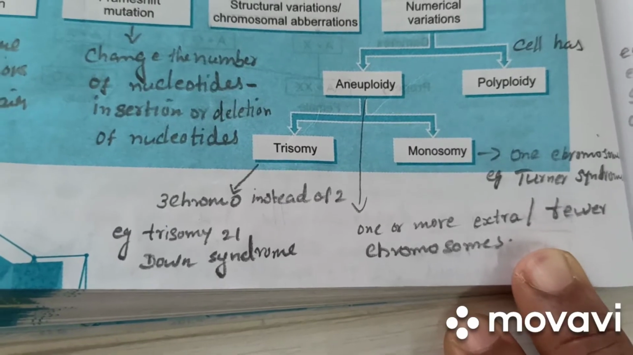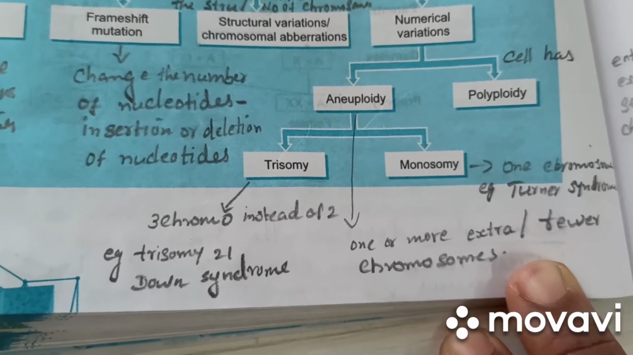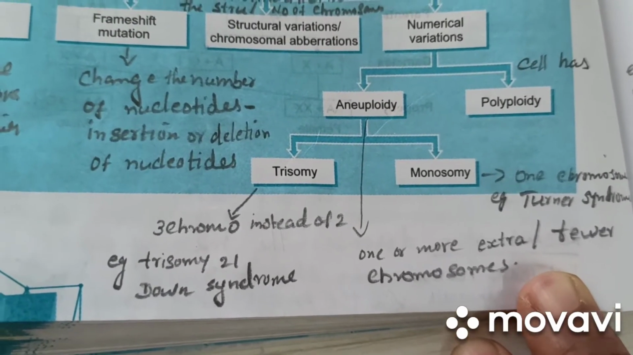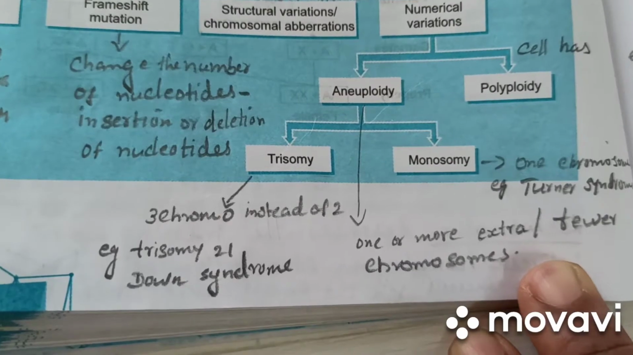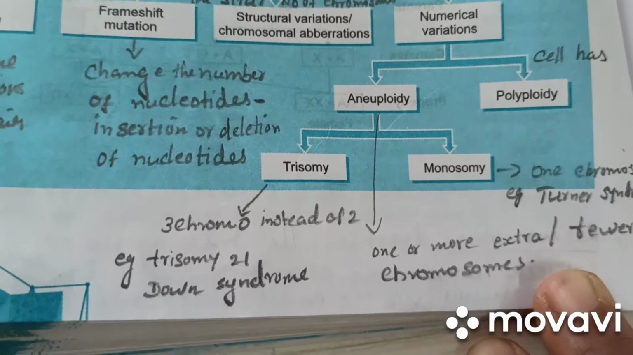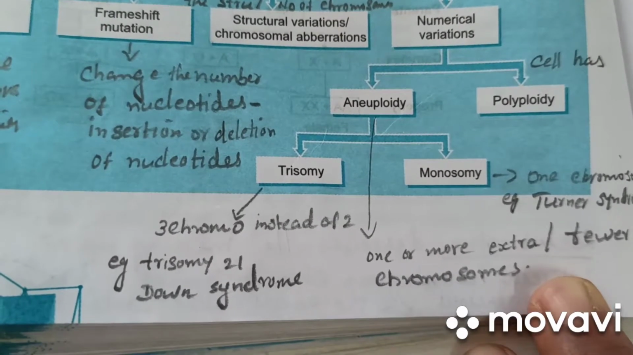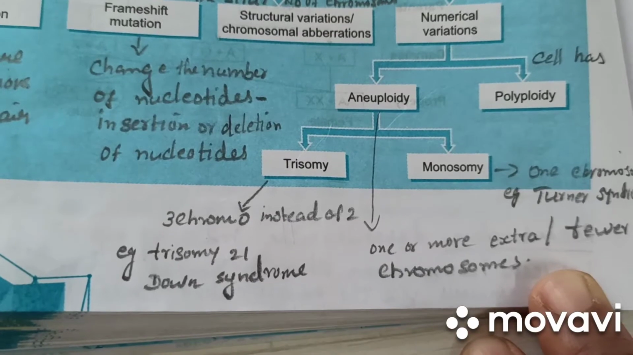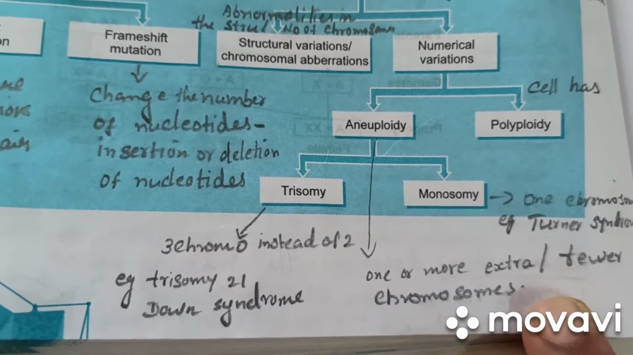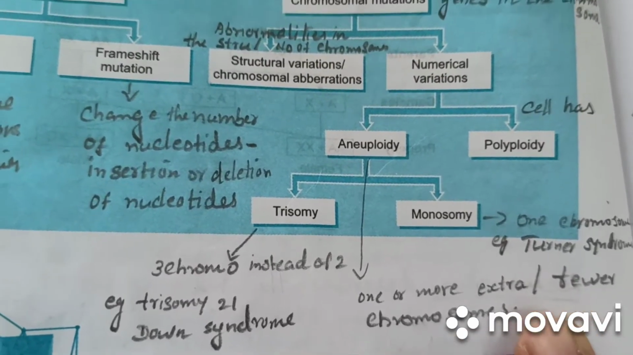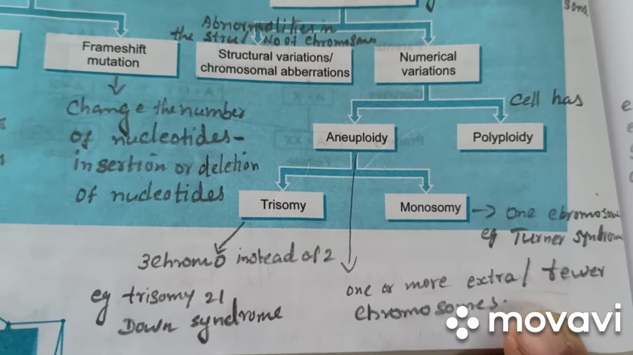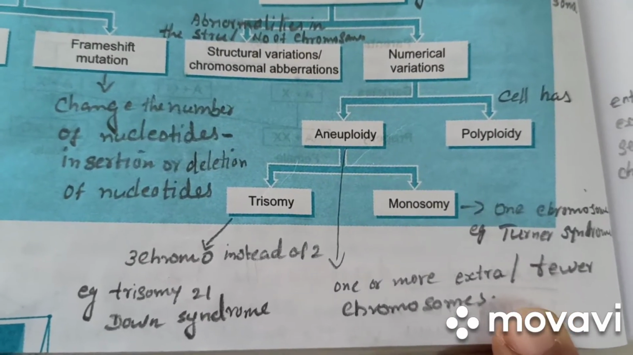What is meant by trisomy? Trisomy means 3 chromosomes instead of 2. We learned this in previous classes: chromosomes are always 2, homologous pairs. Here you can see 3 chromosomes instead of 2. Example: trisomy 21, the disease called Down syndrome. Among the 23 pairs, in the 21st pair, instead of 2 chromosomes you can see 3 chromosomes. Tri means 3, that is called trisomy. Example is trisomy 21, Down syndrome.